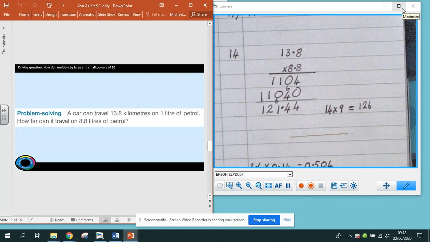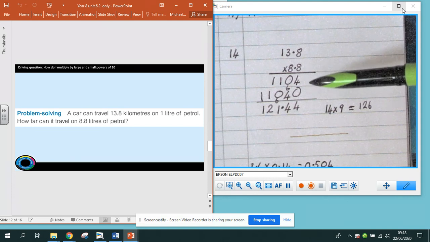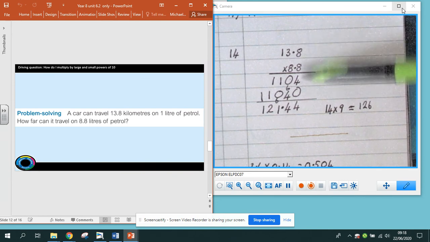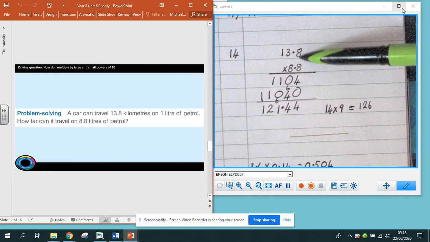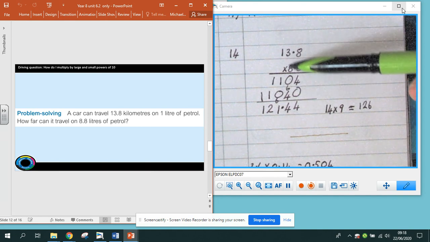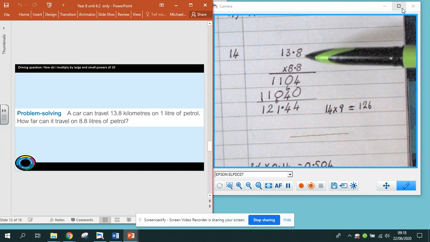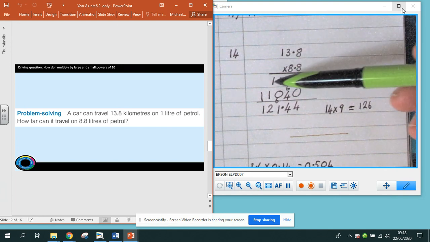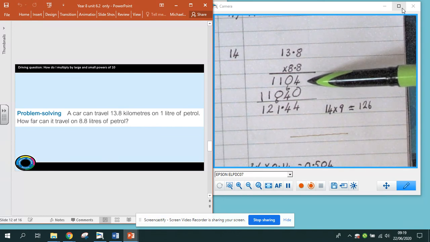Okay, so our last question today, we worked this one out. So first thing we're going to do when we work this out is we're going to forget about the decimal point. Just carry out the multiplication. So 8 times 8 is 64, put down a 4, carry the 6. 8 times 3 is 24, and 6 is 30. So put down a 0, carry the 3. 8 times 1 is 8, and 3 is 11 that we write down, which gives us 1,104.